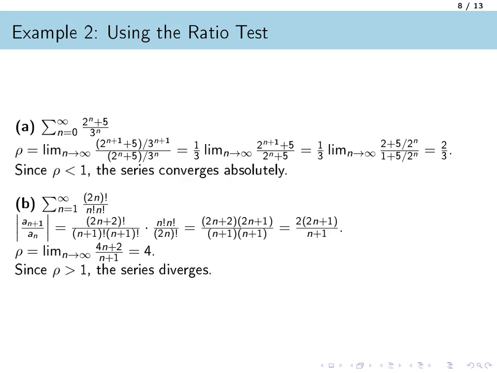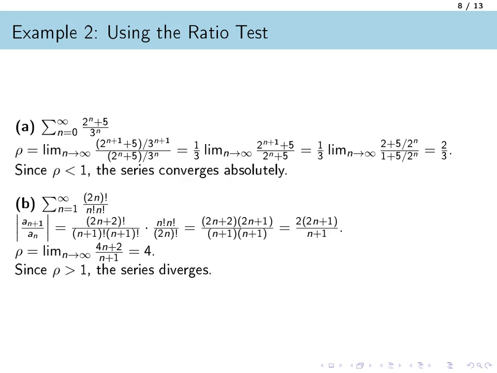The key to simplifying this complex fraction is to expand the larger factorials. For example, the quantity 2n plus 2 factorial is equal to 2n plus 2 times 2n plus 1 times 2n factorial. Similarly, n plus 1 factorial is n plus 1 times n factorial. After canceling the common factorial terms from the numerator and denominator, we are left with the much simpler expression 4n plus 2 divided by n plus 1.